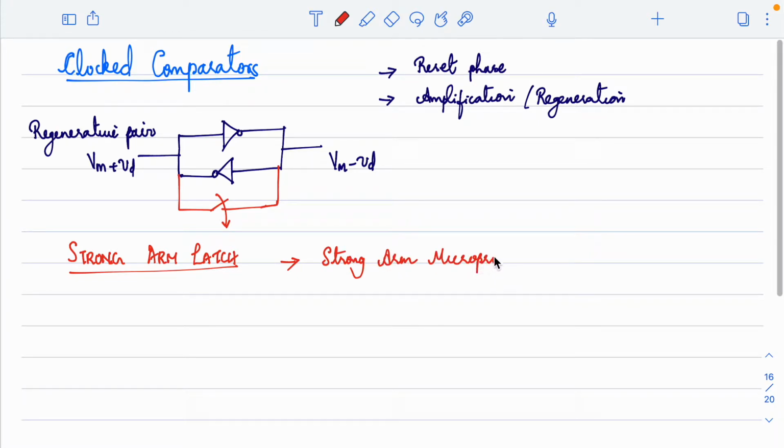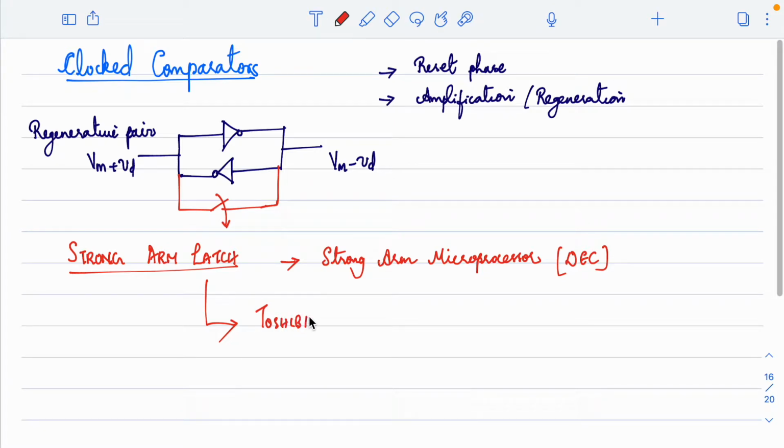Because of its usage in the StrongARM microprocessor, which was developed by Digital Equipment Corporation in, I think, the 90s. In the 90s, this architecture was widely used in the StrongARM microprocessor, and that is why this latch is named the StrongARM latch. But the original, classic StrongARM latch circuit was proposed by people at Toshiba.